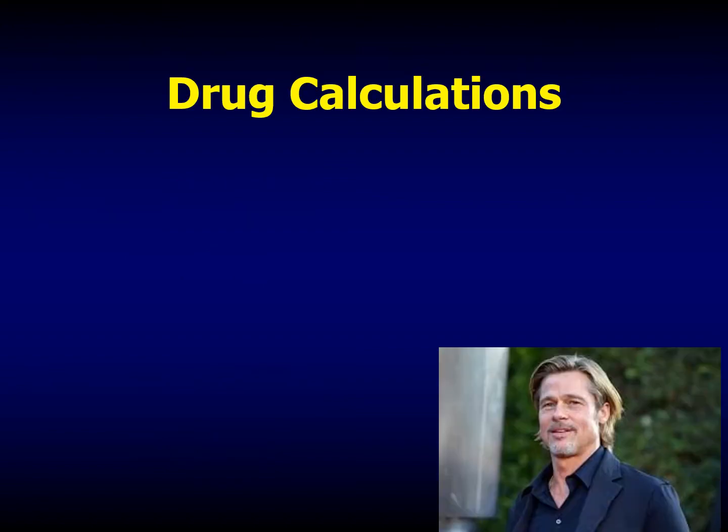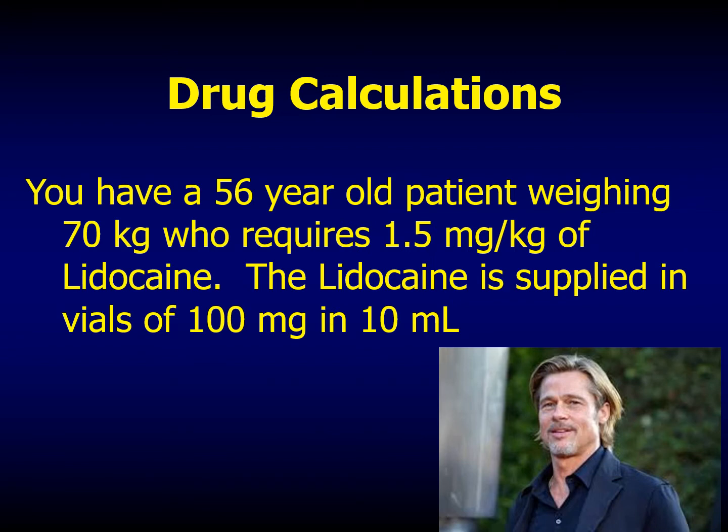Next we have Mr. Pitt here, 56 years old, I have no idea how old he really is, somewhere in that age range. He weighs 70 kilos, and he requires an older drug that's still sometimes used in ACLS, but mostly in the hospital: 1.5 milligrams per kilogram of lidocaine. So for every kilogram he weighs, we need to give him 1.5 milligrams of lidocaine to make his heart better. The lidocaine is supplied in vials of 100 milligrams in 10 mils, and it typically is supplied as a preload.